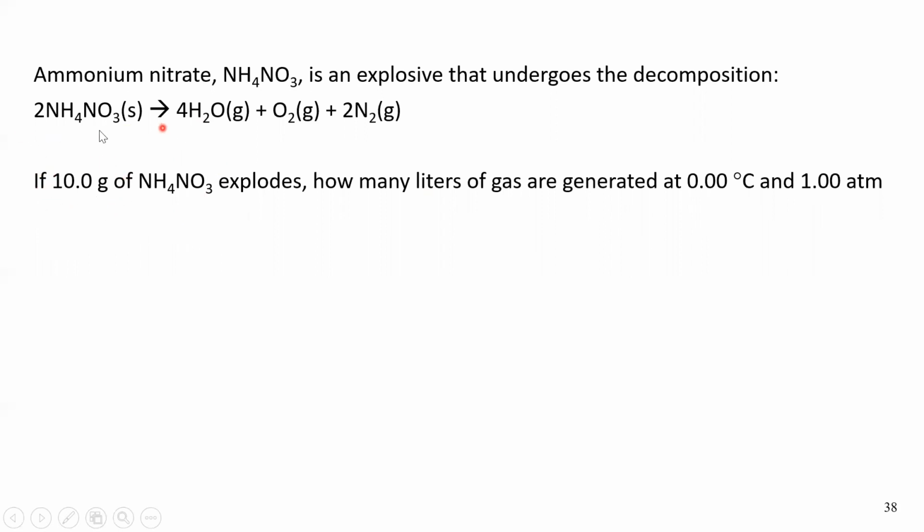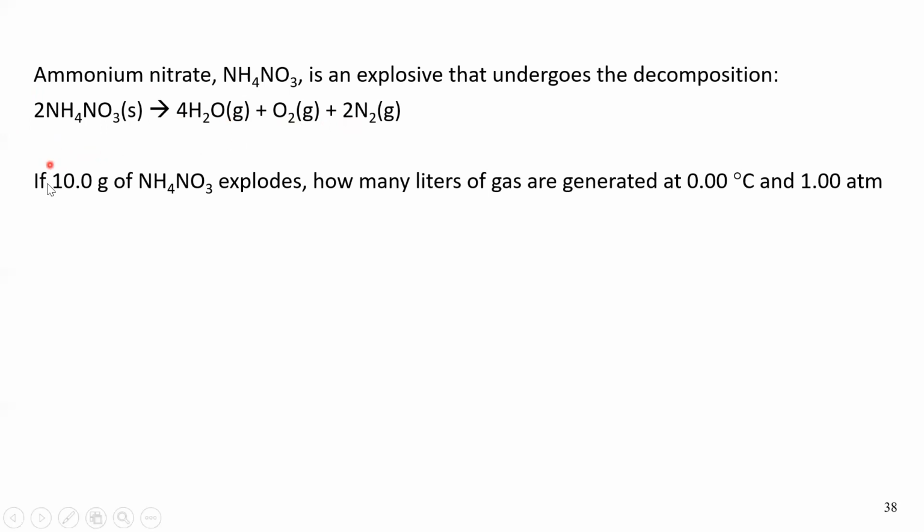And in the balanced equation, it tells us for every 2 moles of ammonium nitrate that reacts, we're going to produce 4 moles of water vapor, 1 mole of oxygen gas, and 2 moles of nitrogen gas. That means total, we're going to produce 4 plus 1 plus 2. We're going to produce 7 moles of total gas.